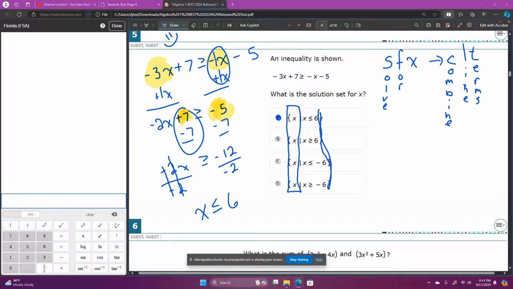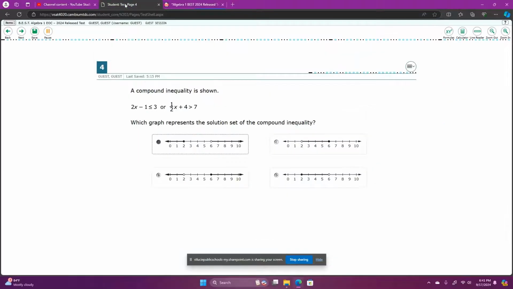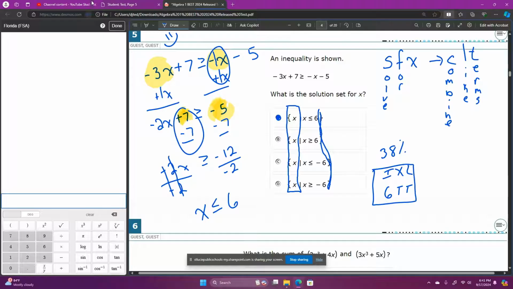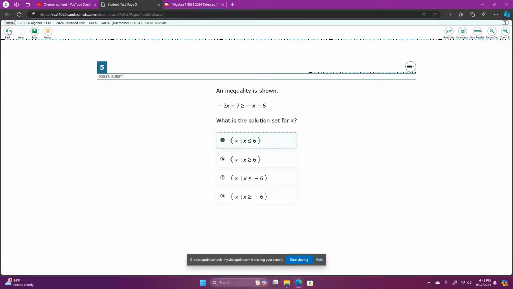And if you're interested to know, last year on the Algebra Best test, 38% of students got this question correct. And if you want additional practice on questions like this in IXL, we found lesson 6TT to be very similar. So we can come back here, number 4. Number 5, we said x is less than or equal to 6.